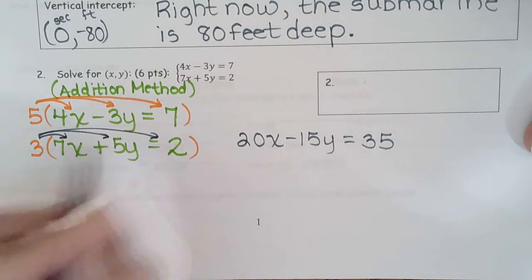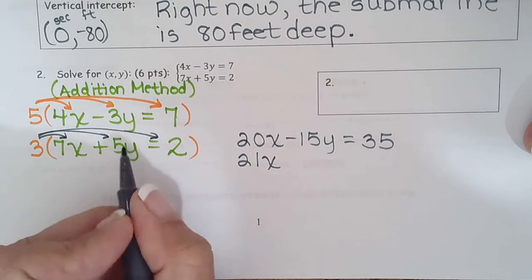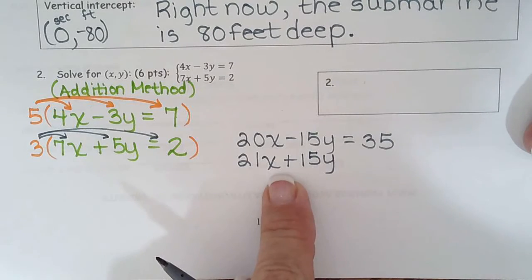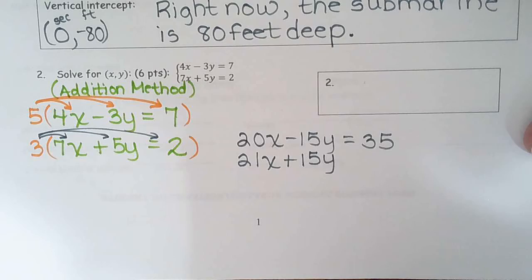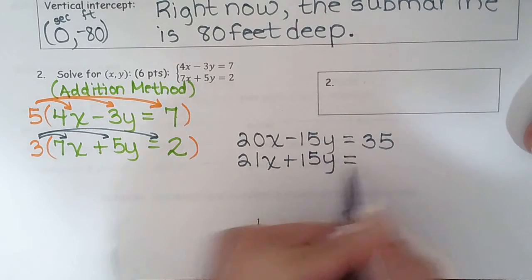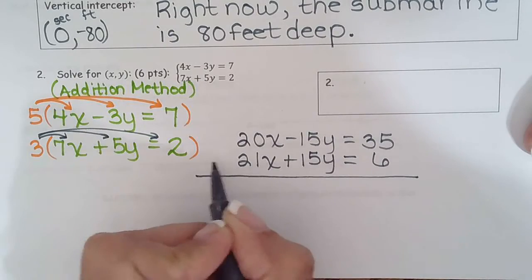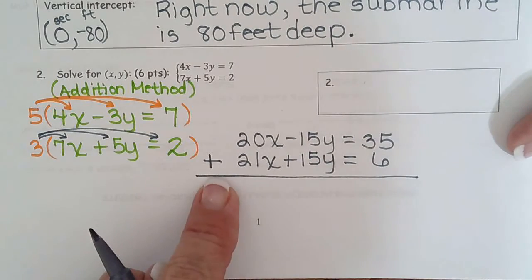So for this one, we're going to get 21x plus 15y. See my opposites? That's what's required for the addition method. Opposites that cancel or eliminate, as is its other name, equals 3 times 2, 6. And then this is the addition method for a reason, because our next step is add the two equations, and if you've done it correctly, one of the variables should cancel.